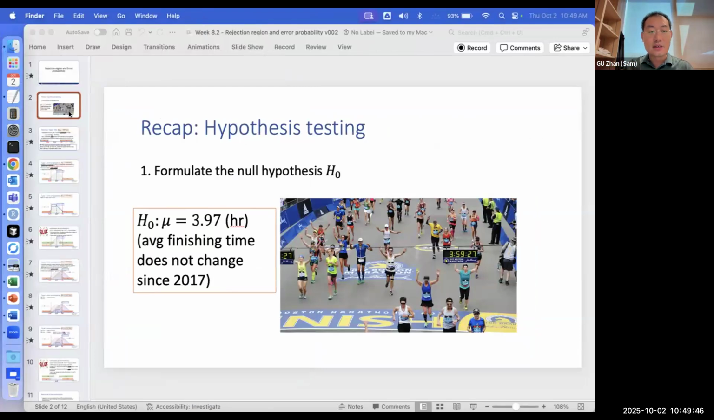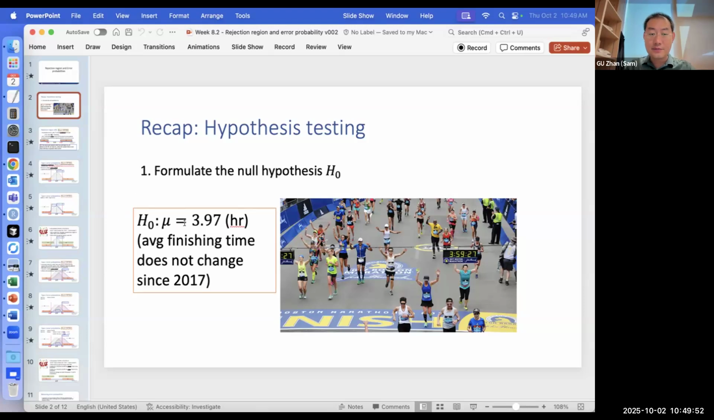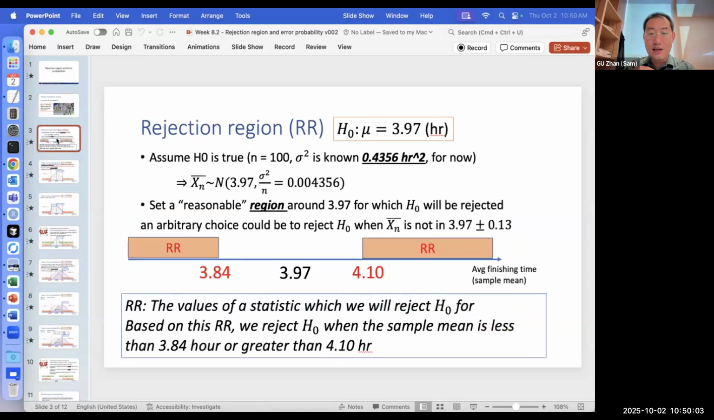8.2 is again this marathon. Null hypothesis, the true mean is believed to be 3.97 hours in 2017, and it doesn't change from 2017. So now we move on to here. Rejection zone. Okay, what is the rejection zone?